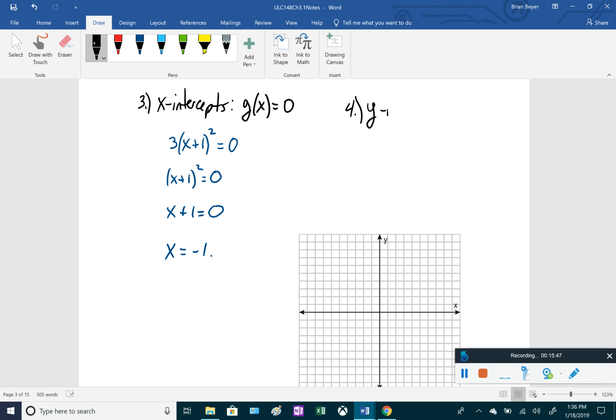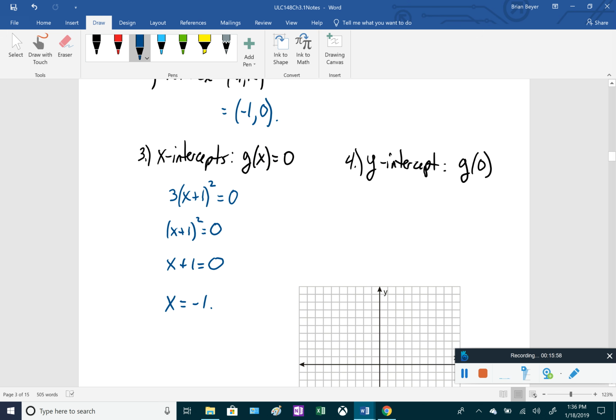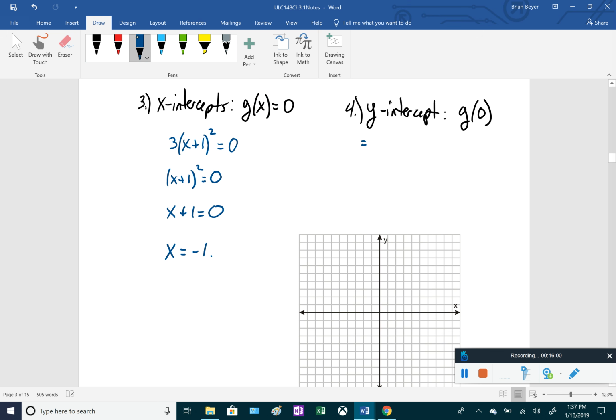Then step 4, we find the y-intercept by evaluating g of 0. What was our function again? 3 times x plus 1 squared. We plug in a 0, so 0 plus 1 squared, that's just 3 times 1 squared, which is just 3. So that's our y-intercept. Let's plot these points.